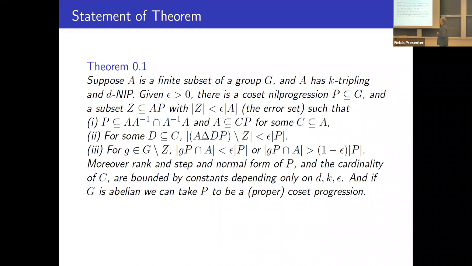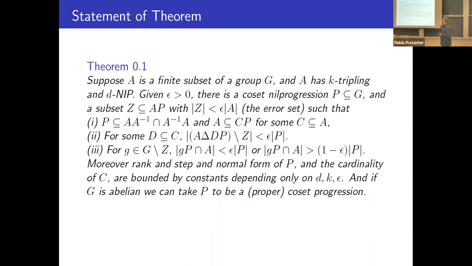Moreover, for some D in C, you look at D times P, which is just the union of the left translates of P by elements of D. What I'm saying is that A equals D times P outside Z and up to epsilon times the size of P. Formally, the symmetric difference of A and DP, take away Z, is less than epsilon times the size of P. So morally, A is essentially a union of finitely many left translates of a coset nil progression. This is the structure theorem. Of course there is some commensurability, but it's just a union of translates of something structured.